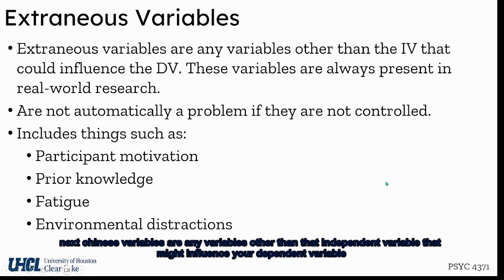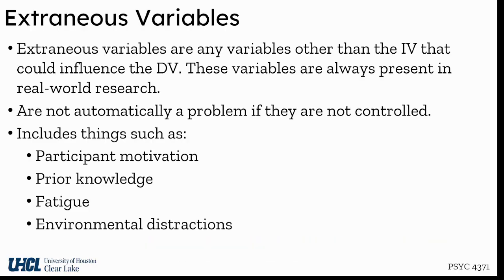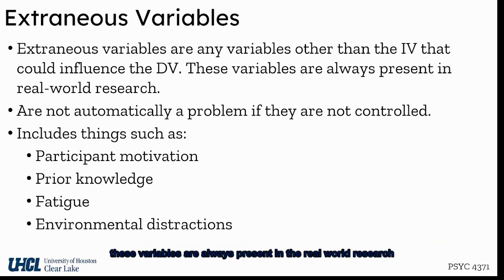Now, extraneous variables are any variables other than that independent variable that might influence your dependent variable. These variables are always present in real world research. You're going to have to deal with them. They're not necessarily a problem if you control them. And these could include things like participant motivation, prior knowledge, fatigue, or environmental distractions.